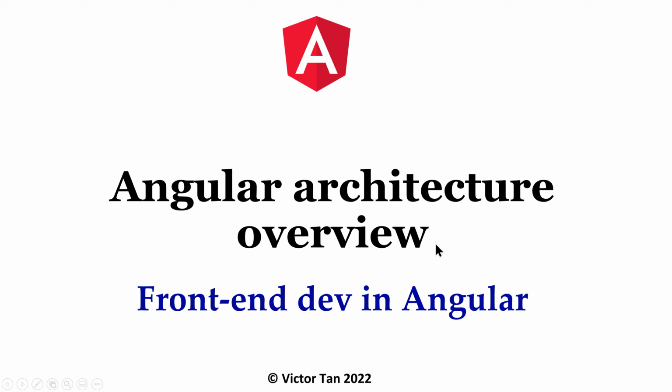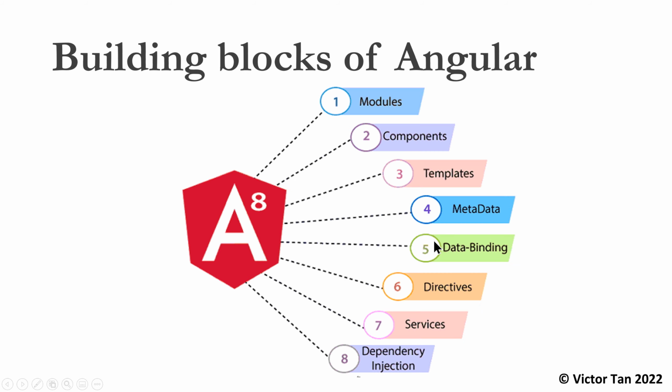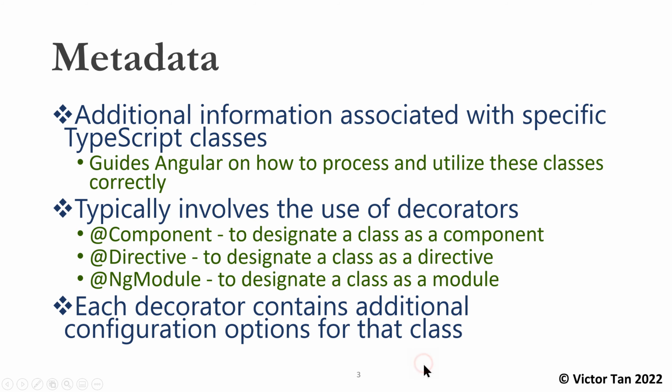Hello everyone and welcome to this lesson on the architecture overview of Angular. So Angular has several key building blocks, and these are the key building blocks: modules, components, templates, metadata, data binding, directives, services, and dependency injection. Right, let's take a look at this one by one.